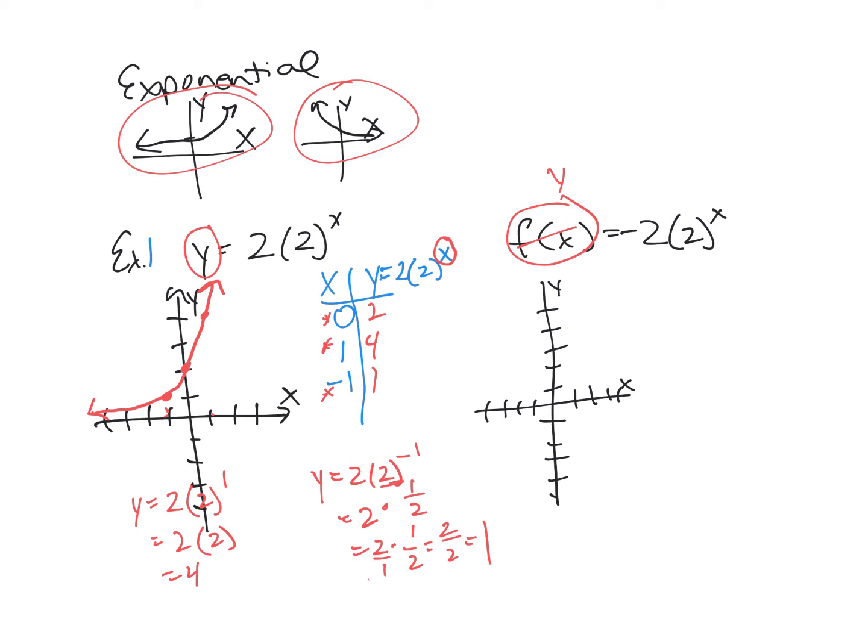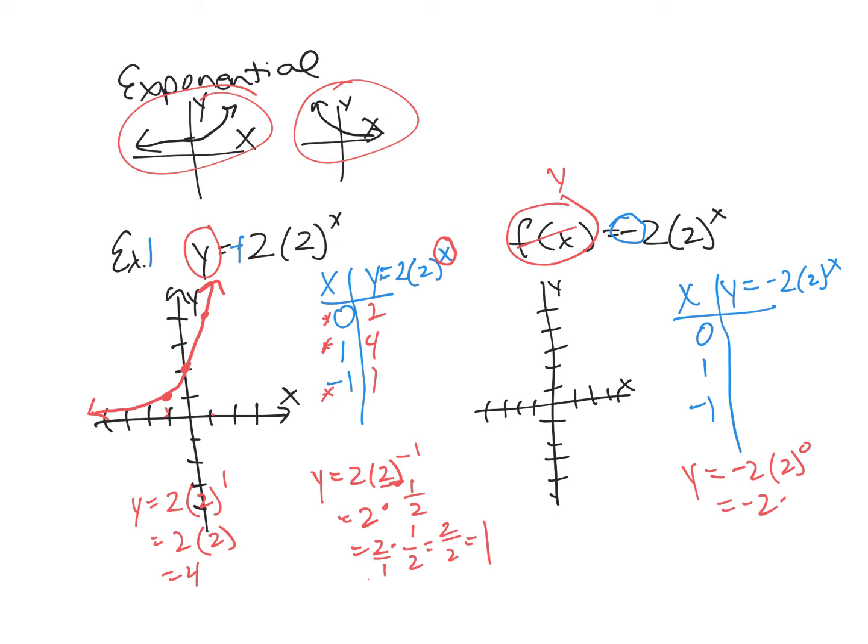Okay, now let's go over here and look at the other one. So notice the difference. What I notice is this has got a negative. This one did not over here. So what do you think is going to happen to that? Let's take a look. So we have y equals negative 2 times 2 to the power of x. Again, we're going to choose 0, 1, and negative 1. Just make life easier on yourself. So we're going to say y equals negative 2 times 2 to the power of 0.